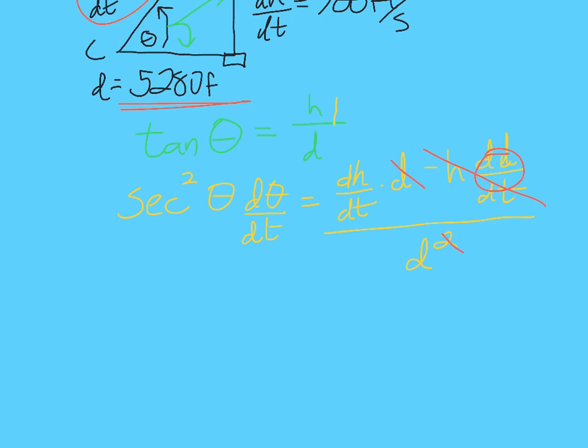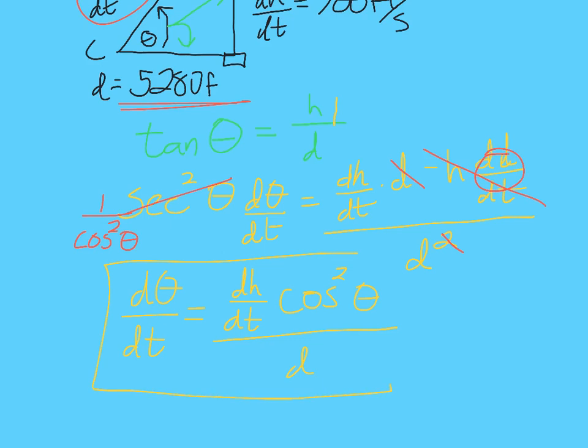We can also do a little canceling right here. So now we have our expression that we're going to solve for d theta dt. So I'm going to rearrange just one more time, and I'm going to get d theta dt is equal to dh dt. Now, secant squared is actually 1 over cosine squared theta. So I'm going to multiply and get dh dt times cosine squared theta, and the whole thing is over D. So this is the formula that I need to go ahead and solve.